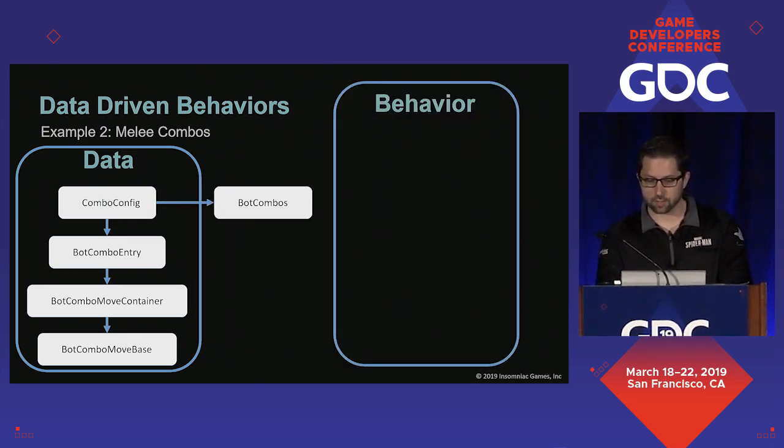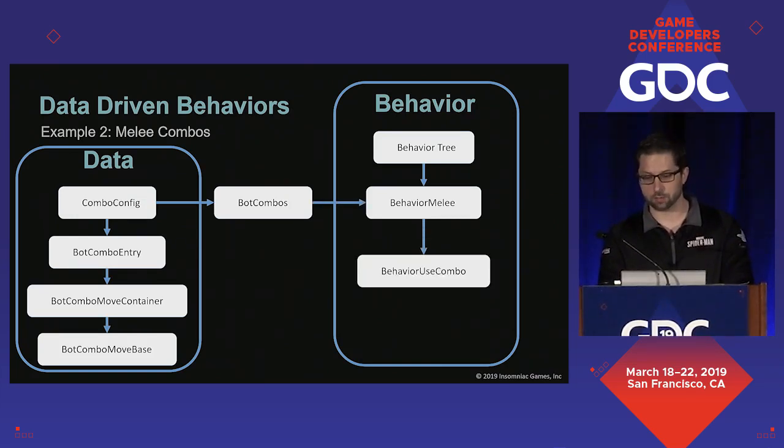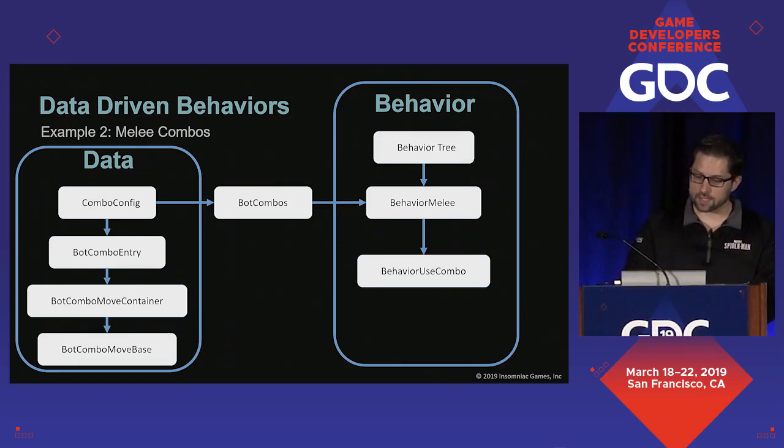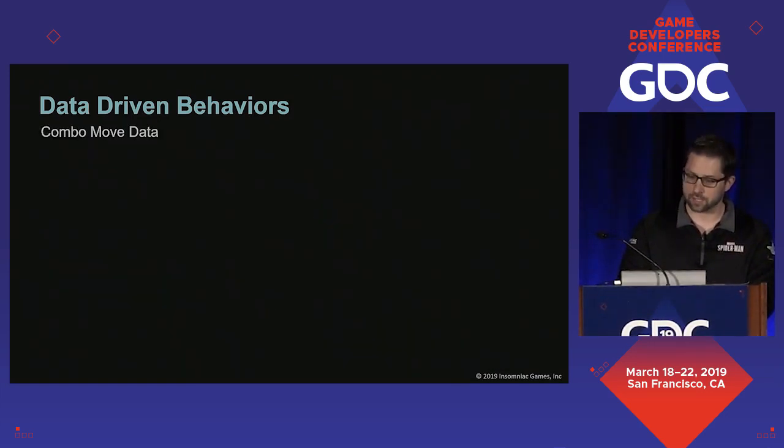On the behavior side, we have our behavior tree, which can instantiate, for example, behavior melee. When it is time to attack, this behavior will pass data from bot combos into a behavior use combo, which will then use that data to start a sub-behavior or state. Let's start looking at the bottom of the data.